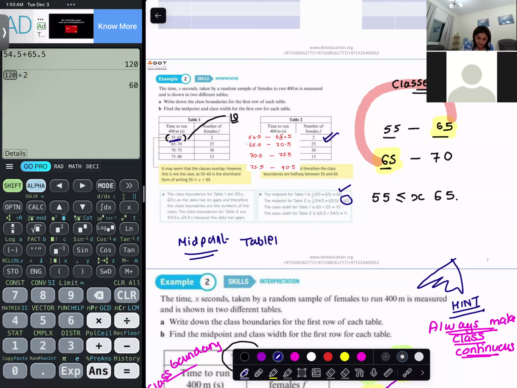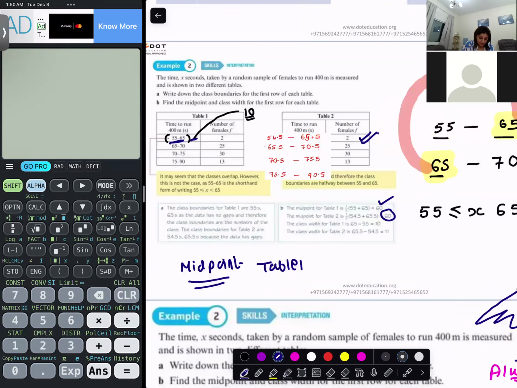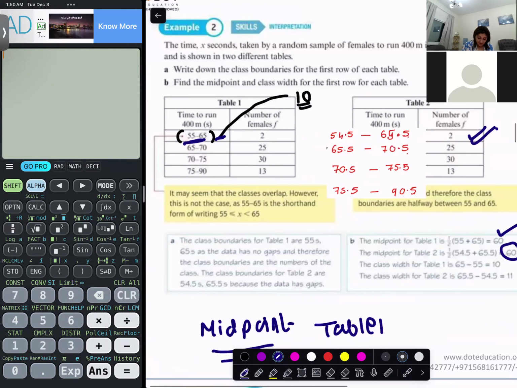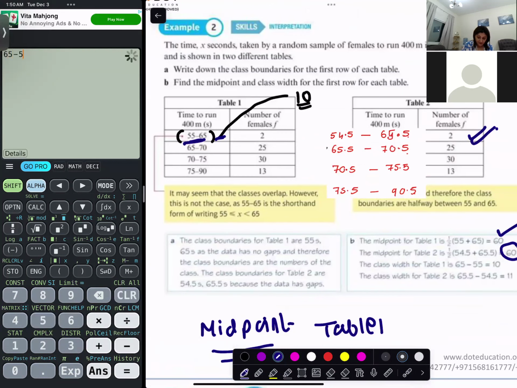Now class width for table 1. Upper bound minus lower bound. So 65 minus 55. My class width is 10. And for table 2, the class width again, upper minus lower, 65.5 minus 54.5. So the class width for table 2 is 11.